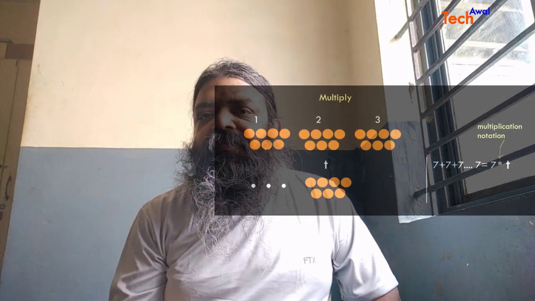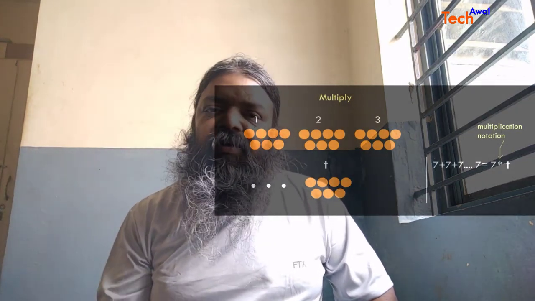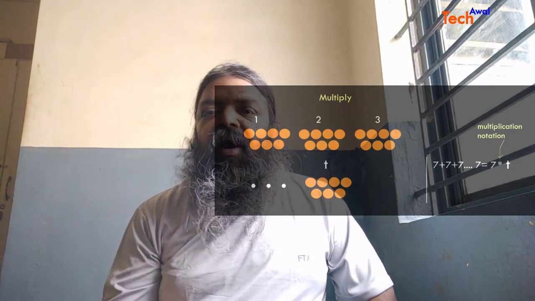Bigger addition comes to multiplication. So rather than 7 plus 7 plus 7, 10 times, 7 into 10. After T days, 7 into T. So the beginning of mathematics is addition. Bigger addition is multiplication. Okay. There is one form of addition, which is multiplication. Another form of addition is calculating the area.